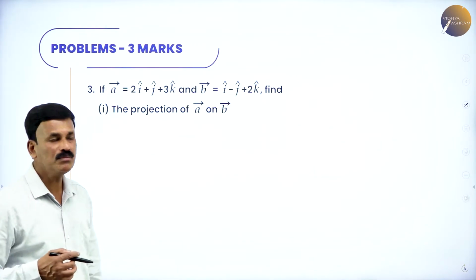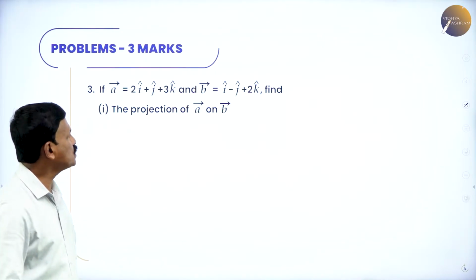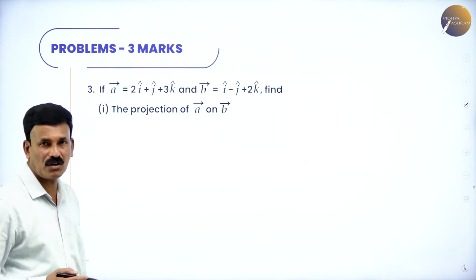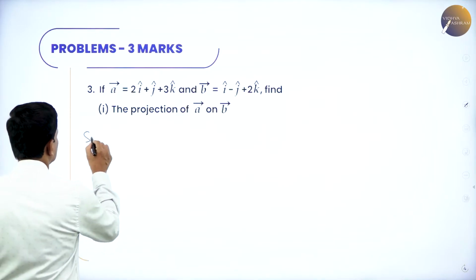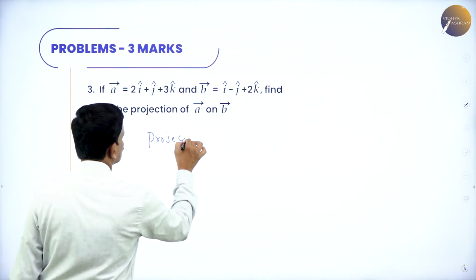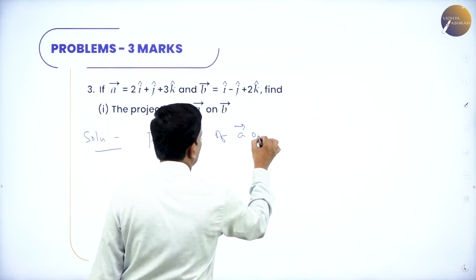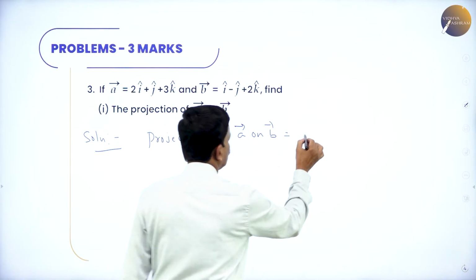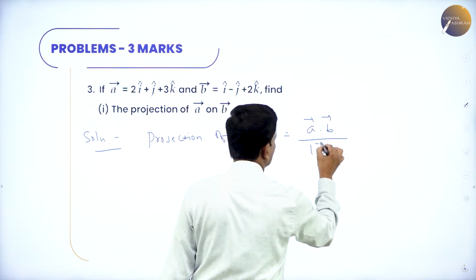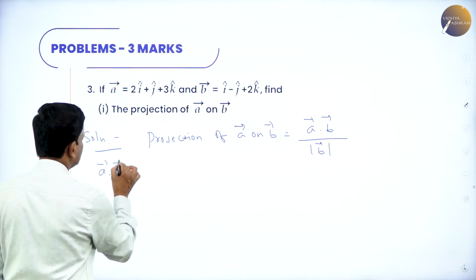Now, come to this problem. If A is equal to 2i plus j plus 3k and B is equal to i minus j plus 2k, find the projection of vector A on B. So, the solution for this is: the projection of vector A on vector B is always equal to vector A dot B divided by the length of vector B. Now find out A dot B.